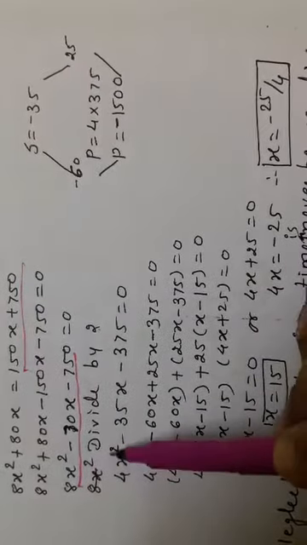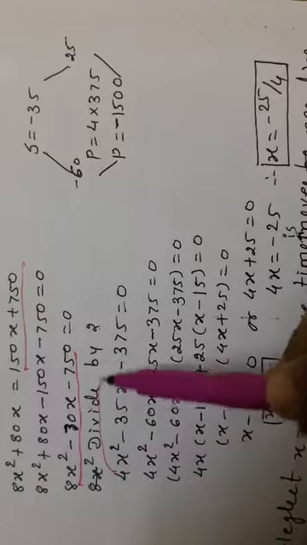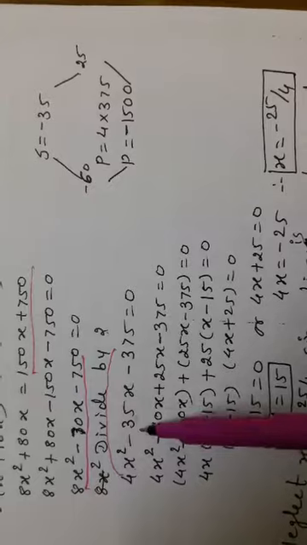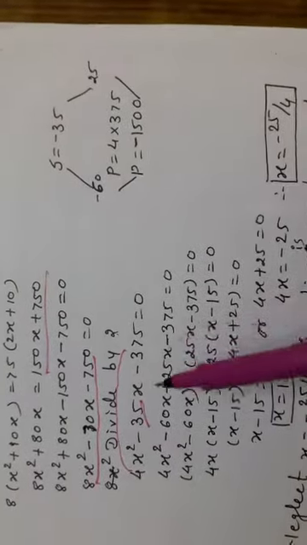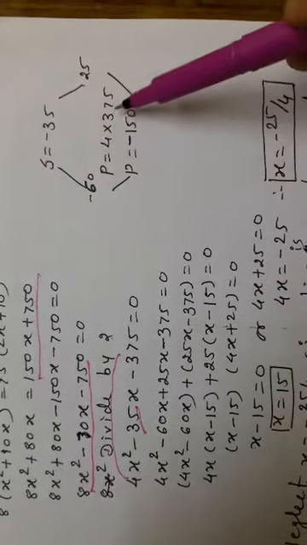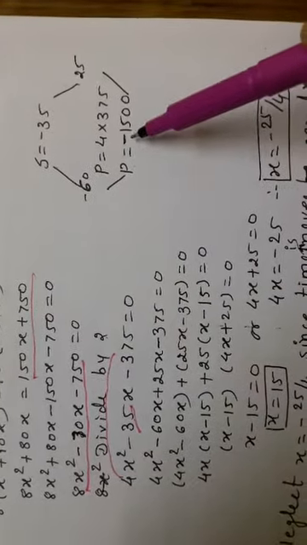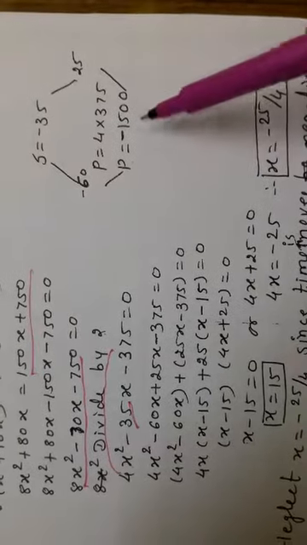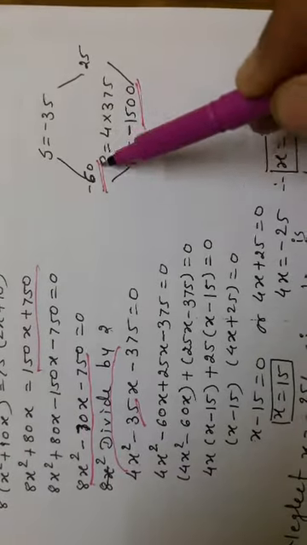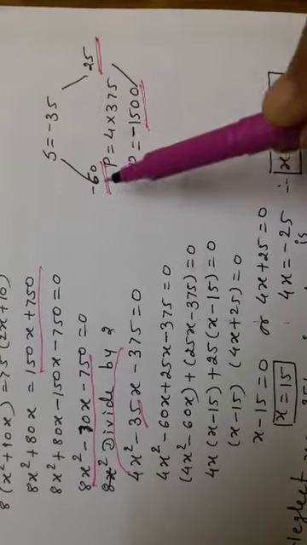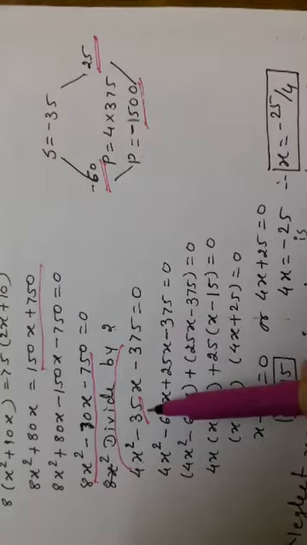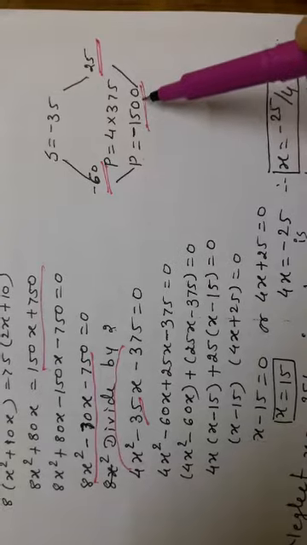Now, are you finding the coefficient of x square is 4? This means we have to solve this quadratic equation by splitting the middle term, but here the sum is minus 35. But what should be the product? The product is 4 into minus 375. 4 into 375 is nothing but minus 1500, and the product is negative, meaning one should be positive and one should be negative. So here we got the two numbers, minus 60 and plus 25, whose sum is minus 35 and product is minus 1500.